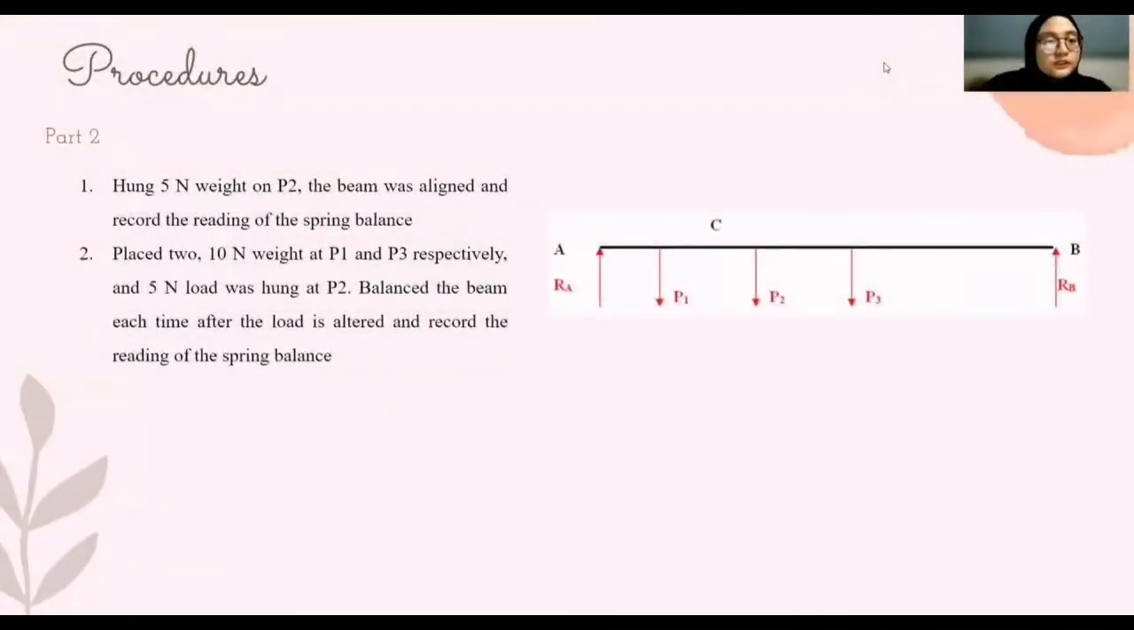For part 2, first hang a 5 Newton weight on P2. The beam was aligned and the reading of the spring balance recorded. Next, place two 10 Newton weights at P1 and P3 respectively, and the 5 Newton load was hung at P2. Balance the beam each time after the load is altered and record the reading of the spring balance.